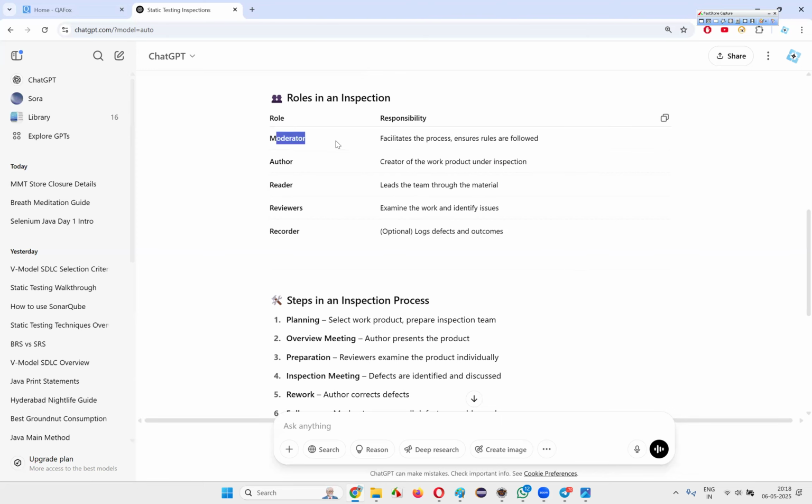So the moderator you understood, the author you understood, and the reader is the one who will just read the document or walk you through the document. Reviewers are the ones who will identify and examine the work while the reader is reading and the author is already present in the meeting.